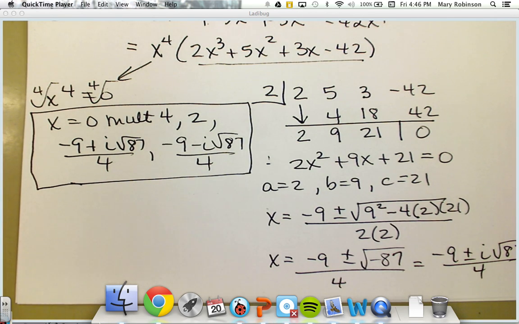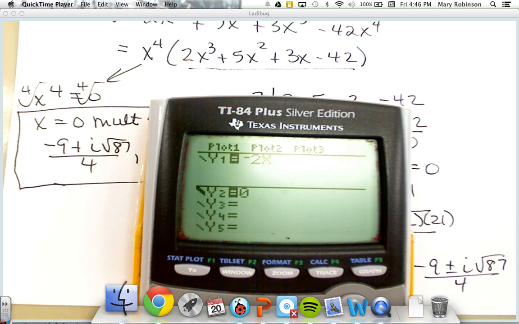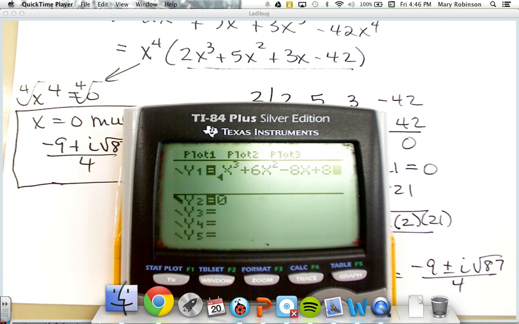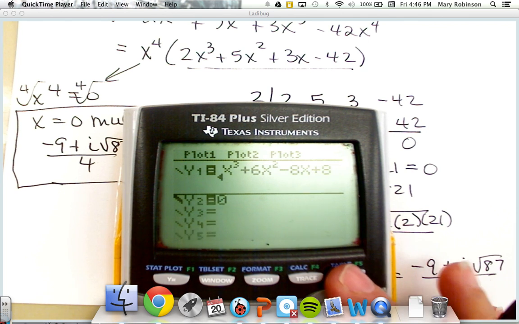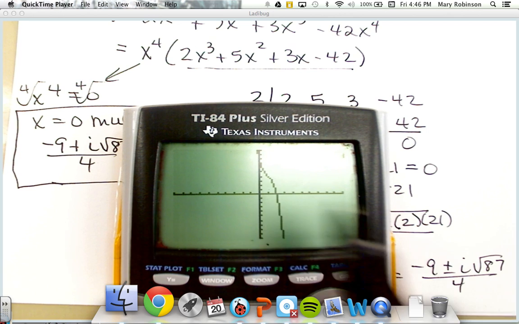So next I'm going to talk about number 9. I'm sure you've already read through 9, so the first thing I'm going to do is type it in our calculator. So x cubed plus, negative 2x cubed plus 6x squared minus 8x plus 8. So this is supposed to be modeling the amount of a drug that's left in a patient's bloodstream over time. So if we take a look at our function, we've got a cubic function.